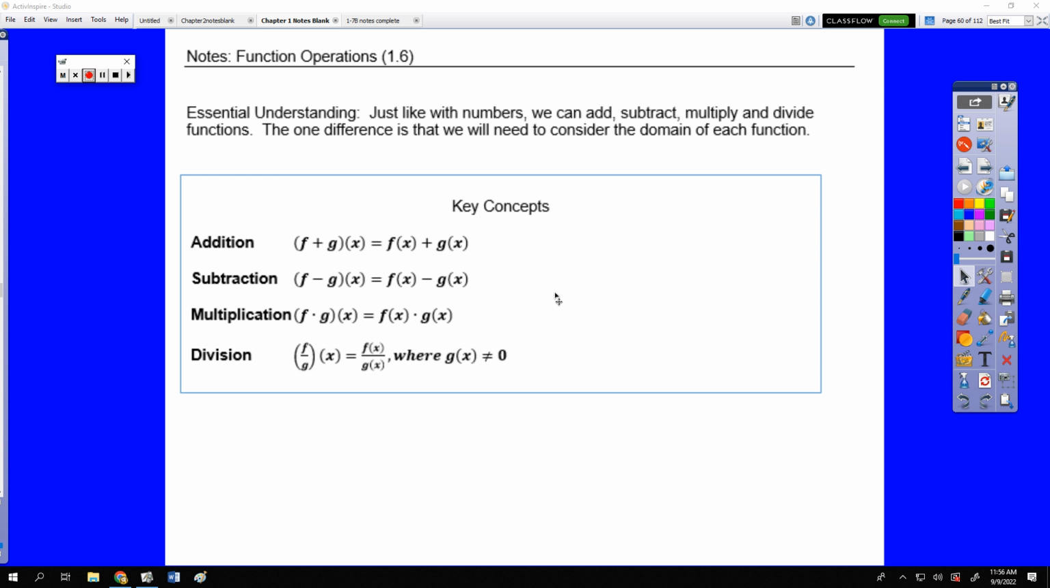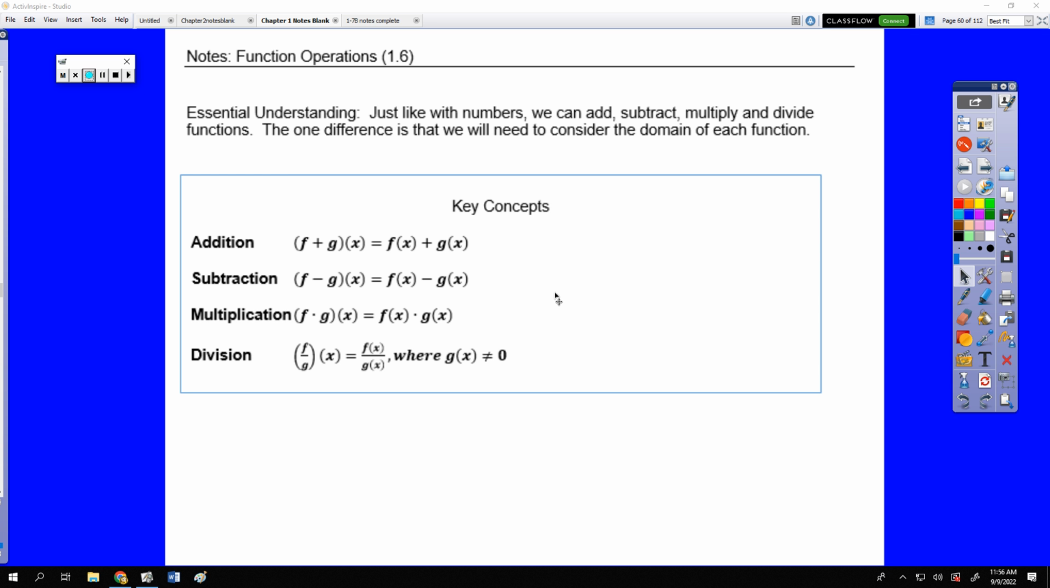The one thing you have to keep in mind is that the domain of the resulting function will be based on the domains of the first two functions. For instance, if f of x doesn't have 0 in its domain, then f plus g of x will also not have 0 in its domain.